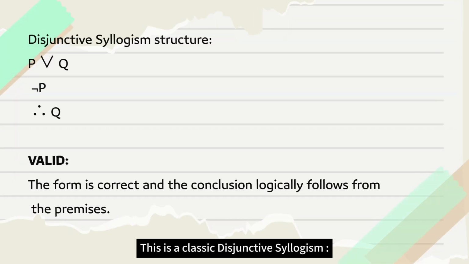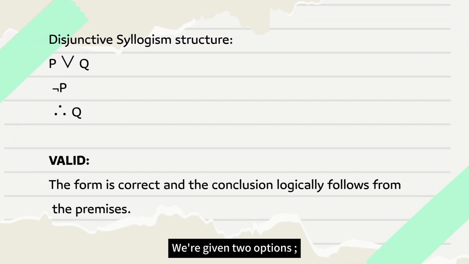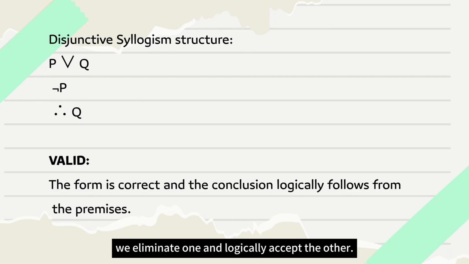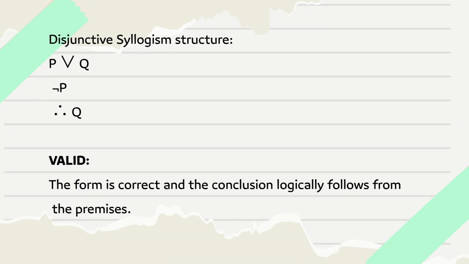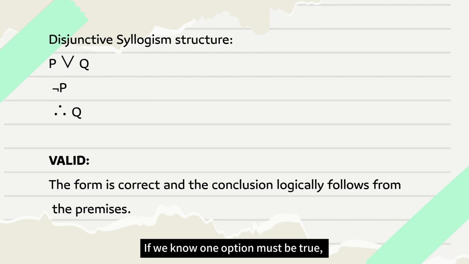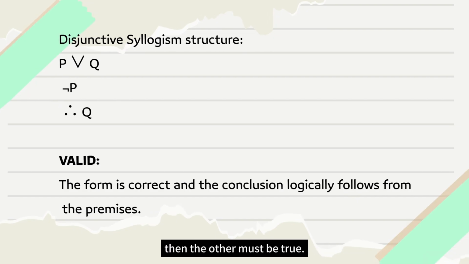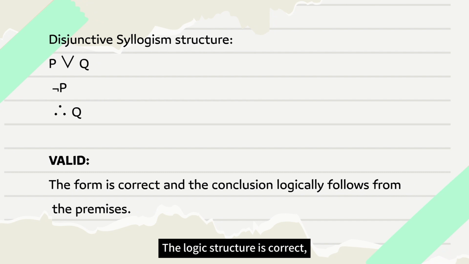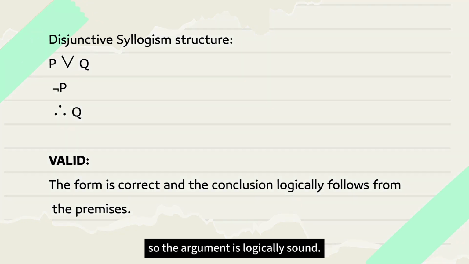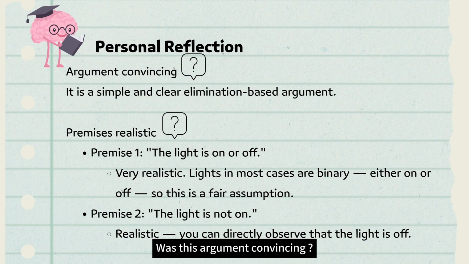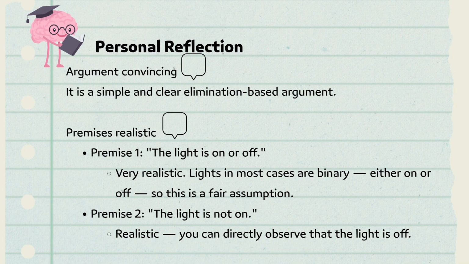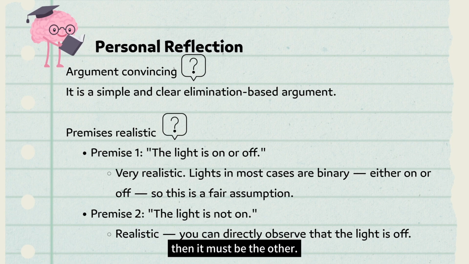This is a classic disjunctive syllogism. We are given two options. We eliminate one and logically accept the other. Is this argument valid? Yes, it is. If we know one option must be true and one is false, then the other must be true. The logic structure is correct, so the argument is logically sound. Was this argument convincing? Definitely. It mirrors how we naturally think. If it's not one thing, then it must be the other.